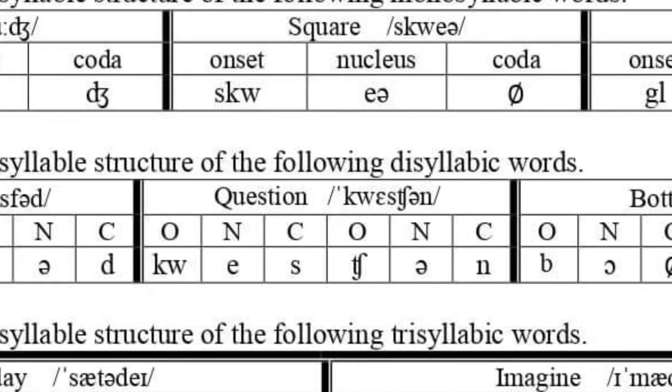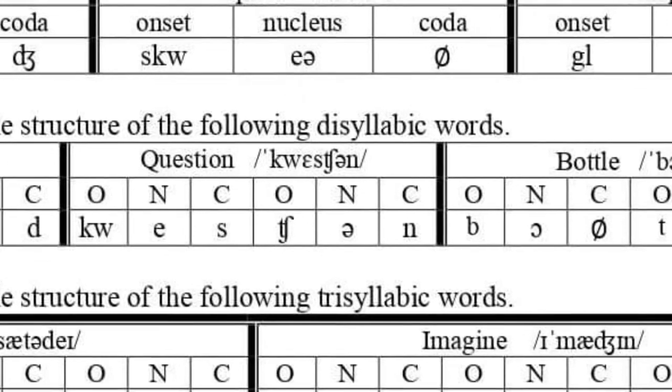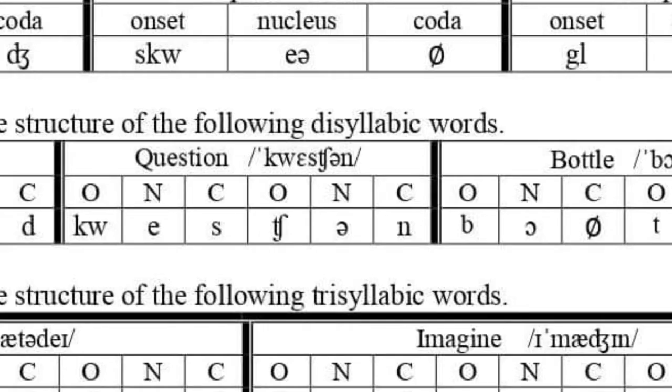We move to the second word, which is question. We have 2 syllables here. The first syllable: the onset is composed of 2 consonants, which are k, w, because we say question. The nucleus is the vowel e, and the coda is the consonant s. We move to the second syllable, which is chen. The onset is the consonant ch, the nucleus is the schwa, and the coda is n.